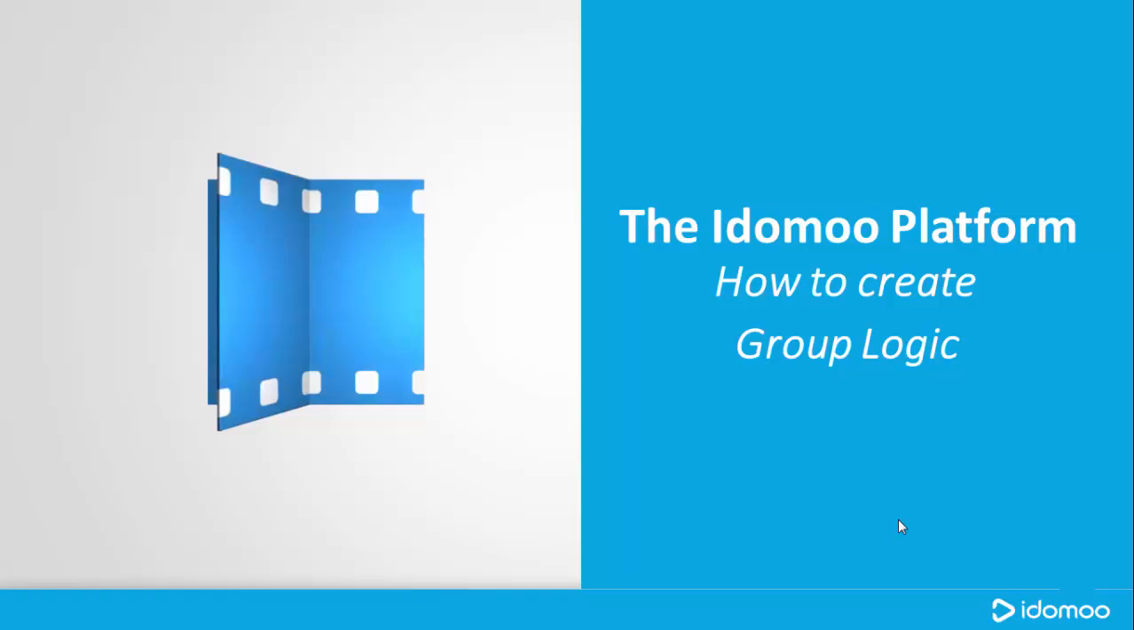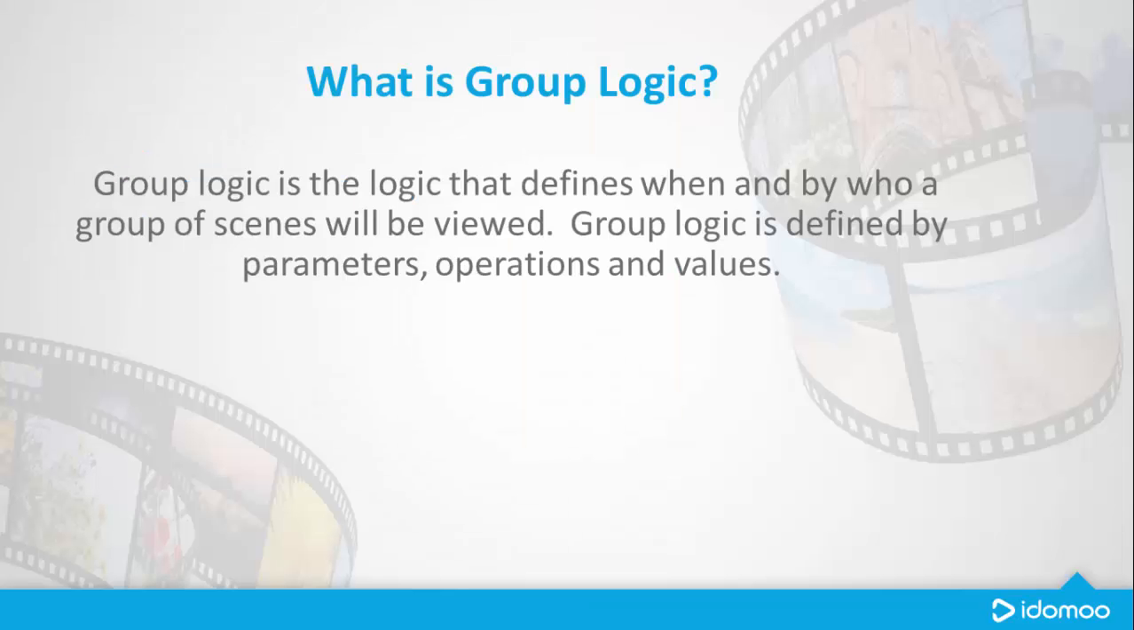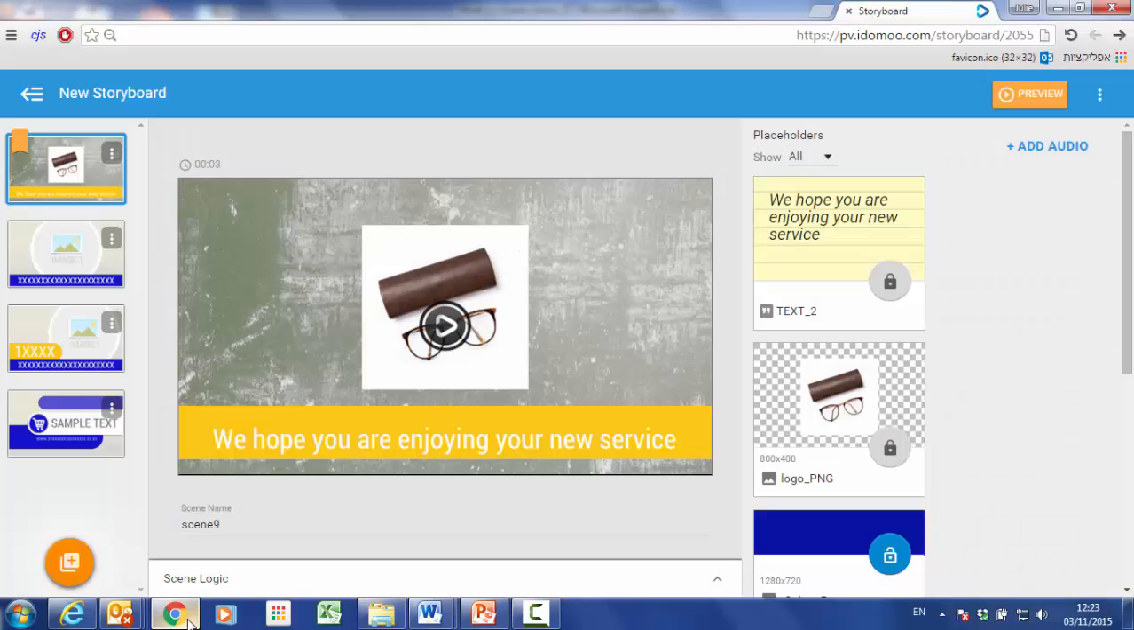How to create group logic. What is group logic? Group logic is the logic that defines when and by who a group of scenes will be viewed. Group logic is defined by parameters, operations, and values. Creating group logic is very similar to creating scene logic.